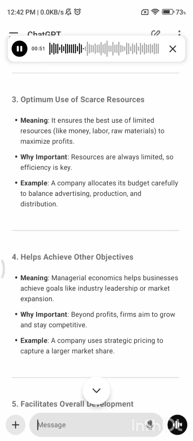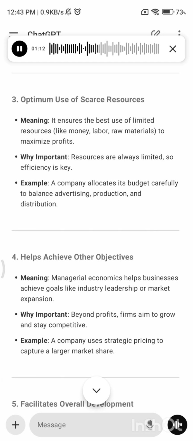3. Optimum use of scarce resources, meaning it ensures the best use of limited resources like money, labor, raw materials to maximize profits. Why important? Resources are always limited, so efficiency is key. Example: a company allocates its budget carefully to balance advertising, production, and distribution.